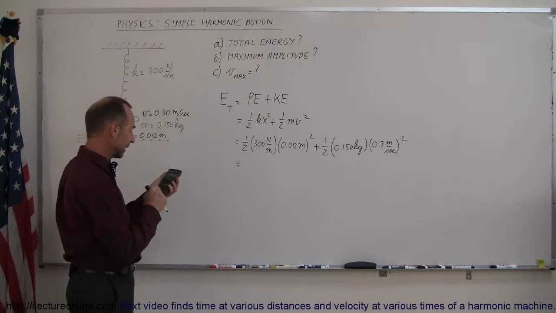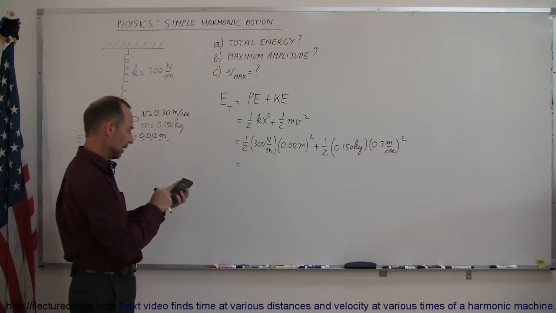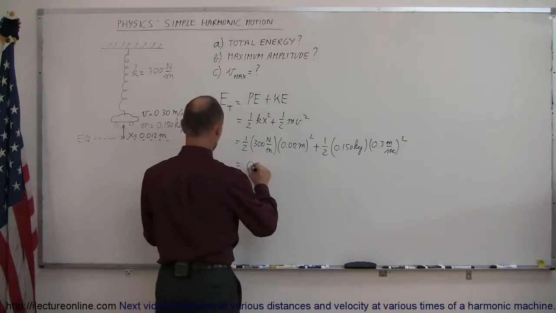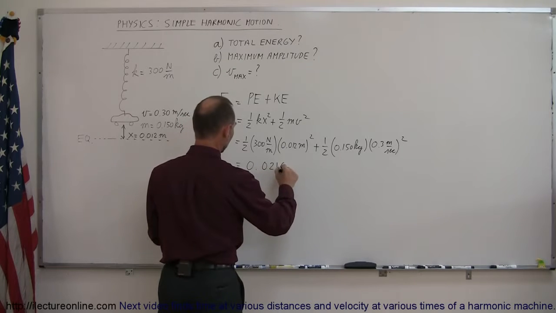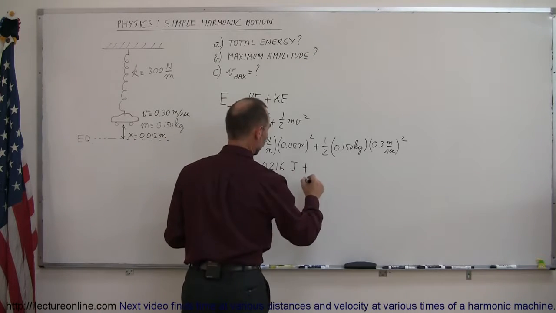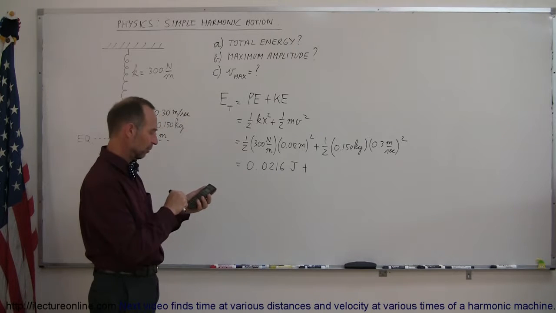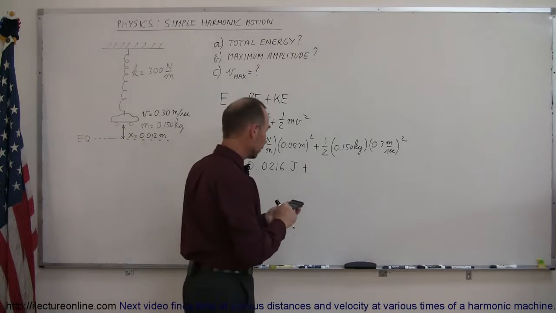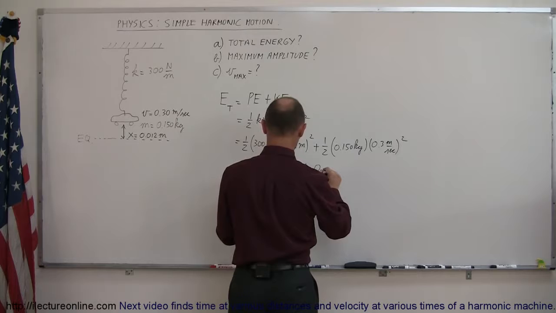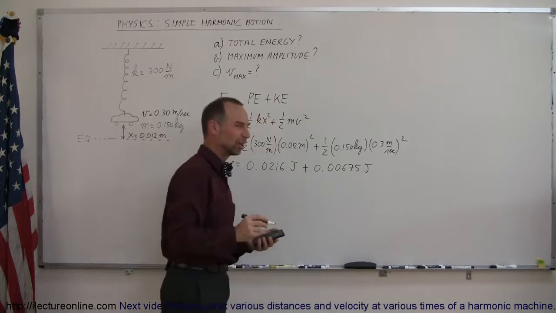So first of all, starting with potential energy, that's 300 times 0.5 times 0.012 squared, and this is 0.0216. The units would be joules, and we'll check that out in just a moment to see if that's correct, plus, now let's take that part right there, so we have 0.3 squared times 0.15 times 0.5, and that would be plus 0.00675 joules. So let's quickly check our units.